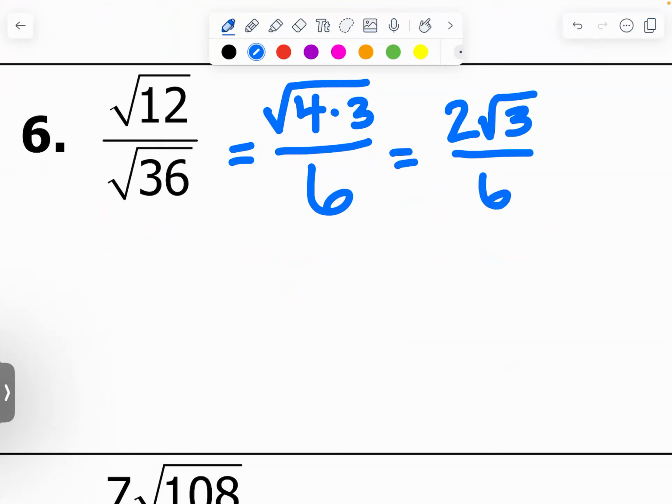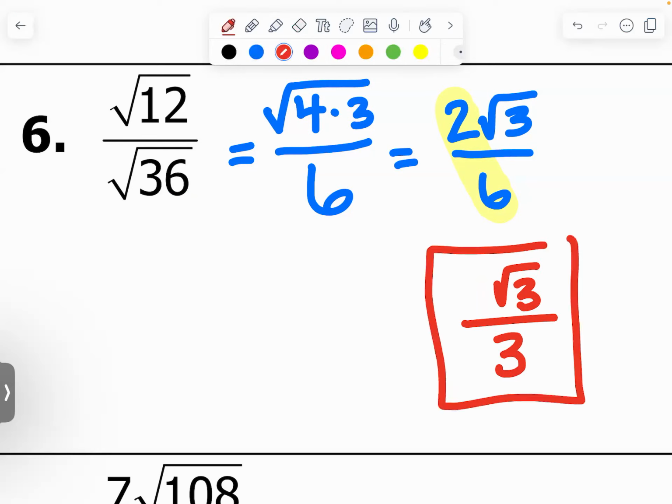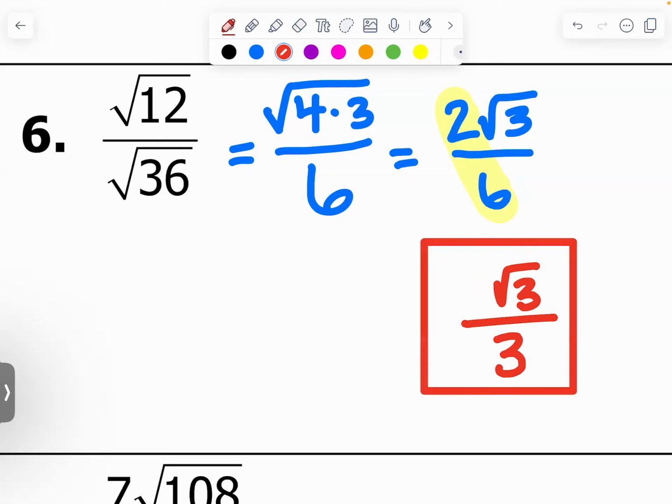Now, is this fraction reduced? Two over 6 can be reduced to 1/3. Do you have to write the 1? No. Can you write the 1? Sure.